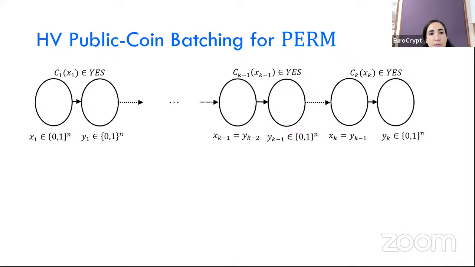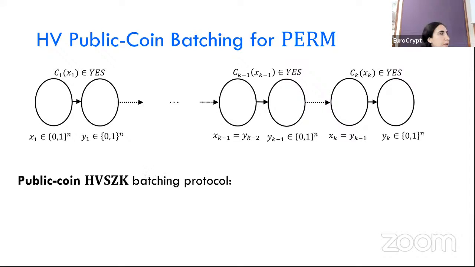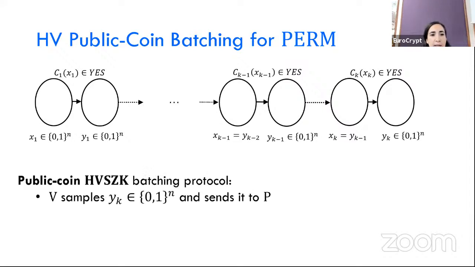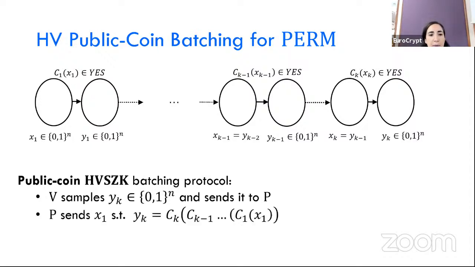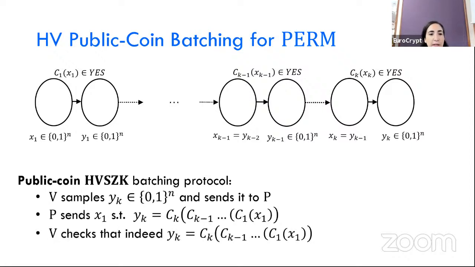Now we want to construct an honest verifier public coin batching protocol for this problem. The way we think about K different circuits is as a composition of circuits. So the protocol would go as follows. First, V samples some y_K and sends it to the prover. Then the prover computes some x_1 such that the composition of the circuits on this x_1 equals y_K, and sends it to the verifier. The verifier verifies it and accepts or rejects accordingly.